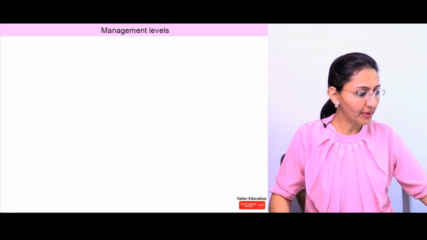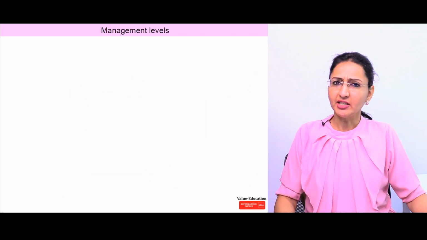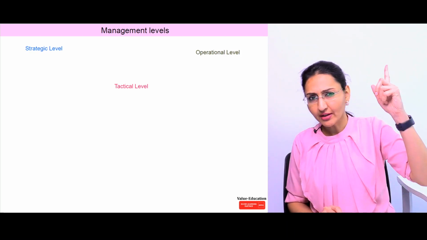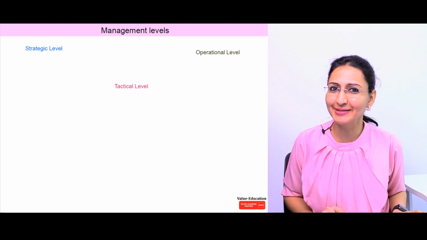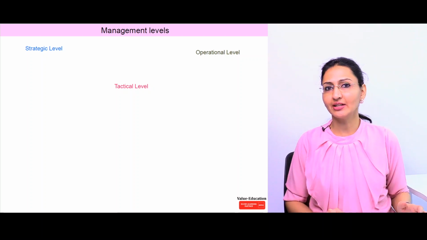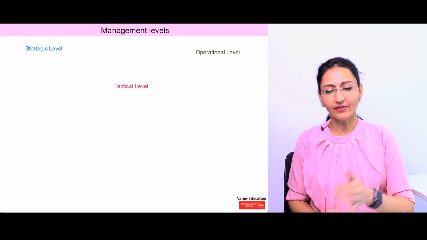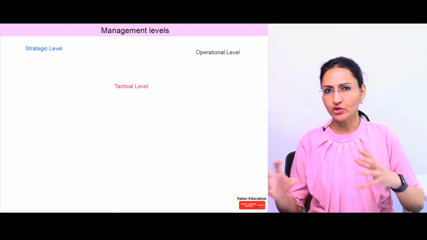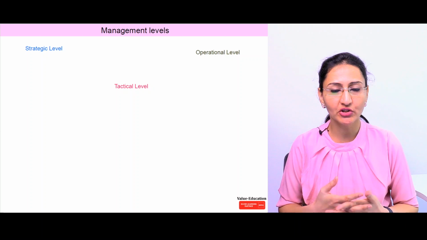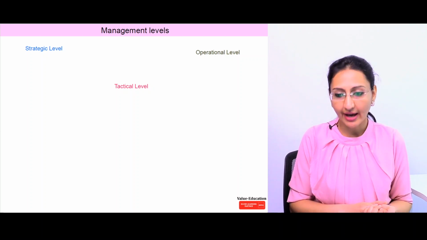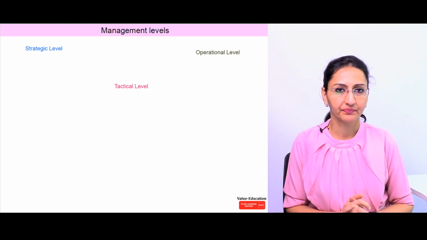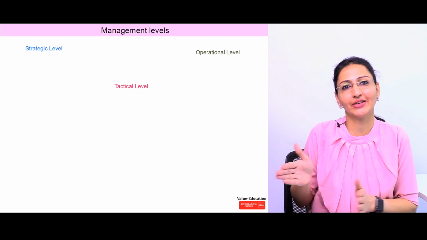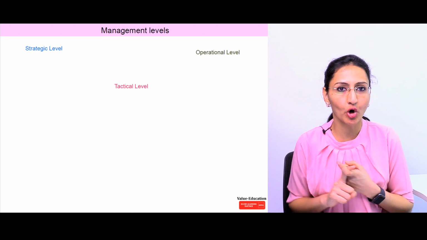Now let's go to management levels. Management levels are very simple, which you have been studying since class 11th. So let's see here, what are these management levels? There is the strategic level, then the tactical level, then the operational level. There is a bit of confusion between the tactical level and the operational level. Some organizations have these two levels mixed. But if we talk strictly about the book, then these are three: strategic, tactical, and operational.